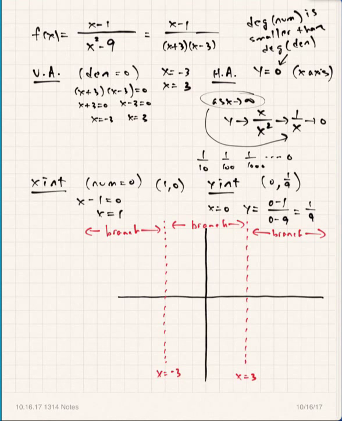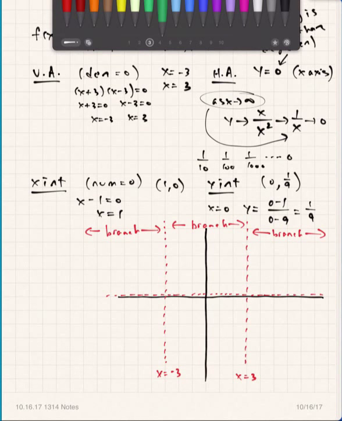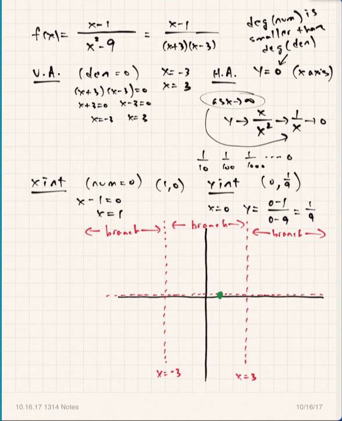The horizontal asymptote is actually on the x-axis. I'm just going to put this dashed line a tiny bit off so we can see it right there. There's an x-intercept at (1, 0), and there's a y-intercept at (0, 1/9), which is really small, so that's kind of exaggerating it a little bit.